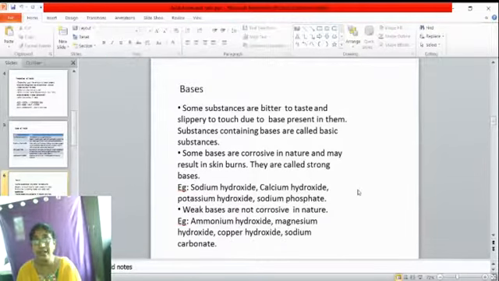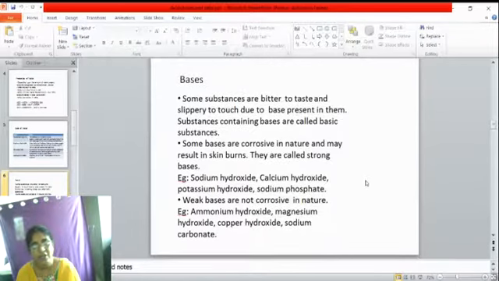Only acids are dangerous, they give that burning sensation. But some of the strong bases also are dangerous, especially to our skin. So we need to be careful in handling even these strong bases. Examples are sodium hydroxide, calcium hydroxide, potassium hydroxide, sodium phosphate, etc.